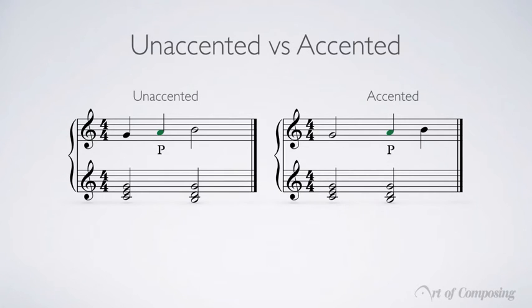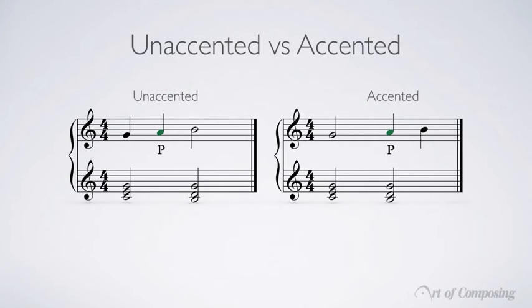So here's an example where we've got an unaccented passing tone. On both of the chord changes, we hit chord tones. If that was an accented passing tone, it would sound like this. Now that is the basics of connecting the chord tones.